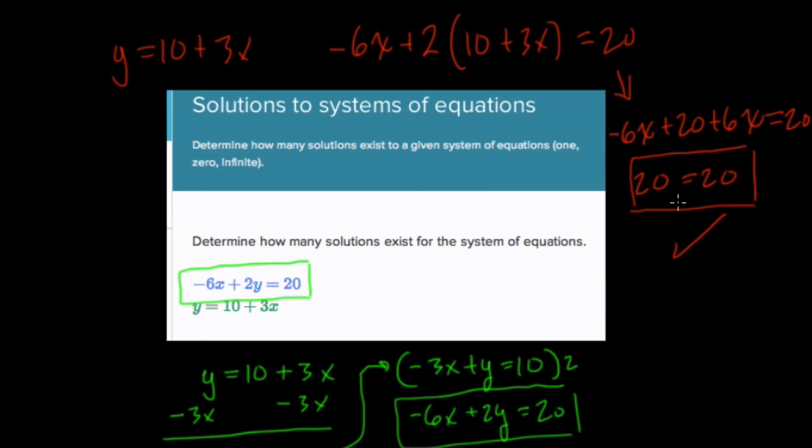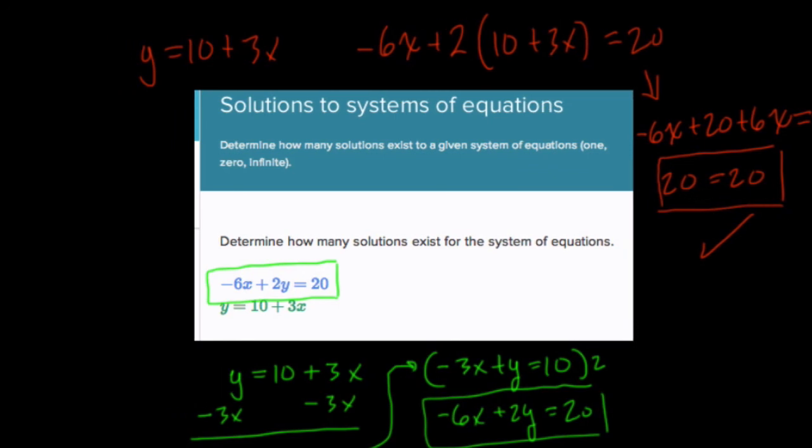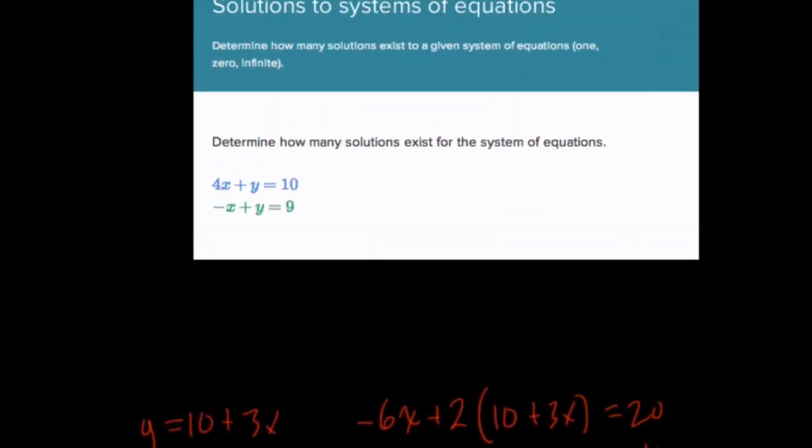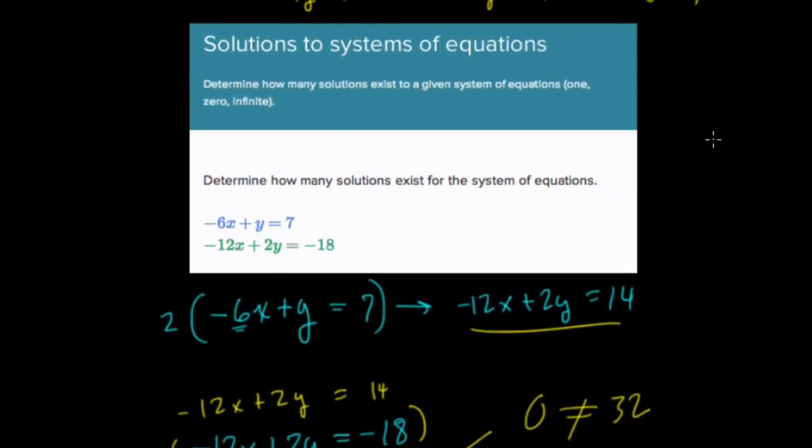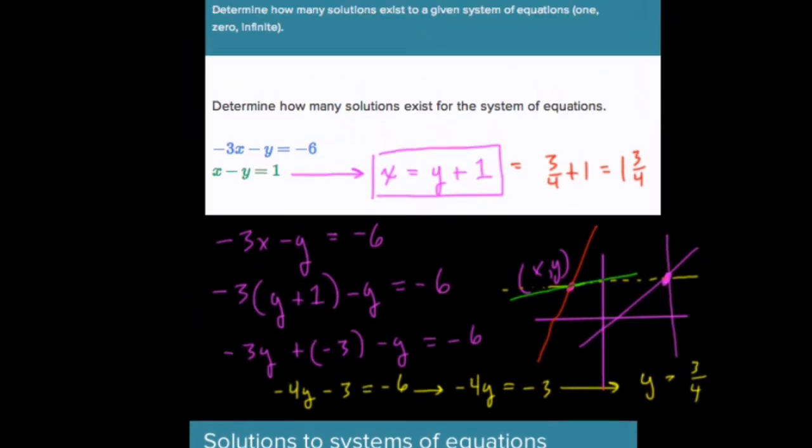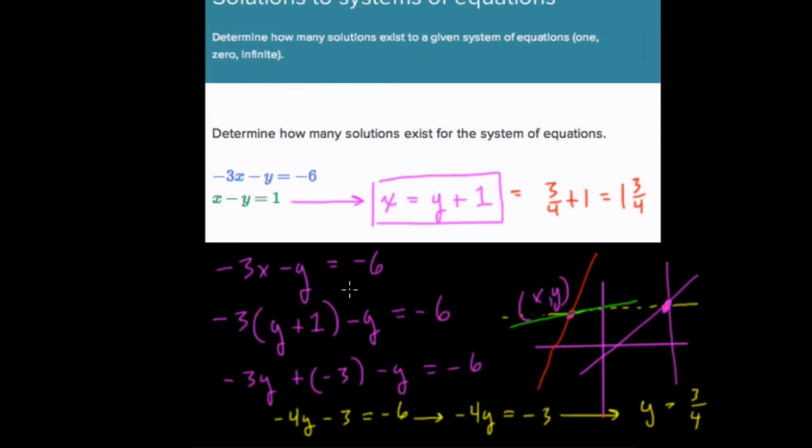So to recap, if you get something that's always true, like 20 equals 20, there are infinite solutions. Or it means one equation is a scaled up version of the other. If you have two equal expressions that equal different results, or you solve it and get an impossible result like 0 equals 32, there are no solutions. And if you start to solve it and get a number value, like y equals 3/4 and x equals 1 3/4, that's the one point where these two lines cross.